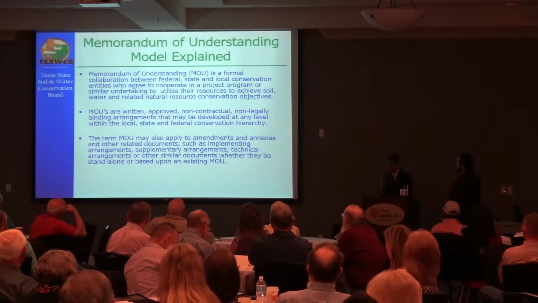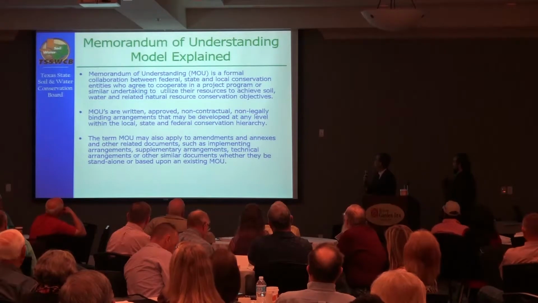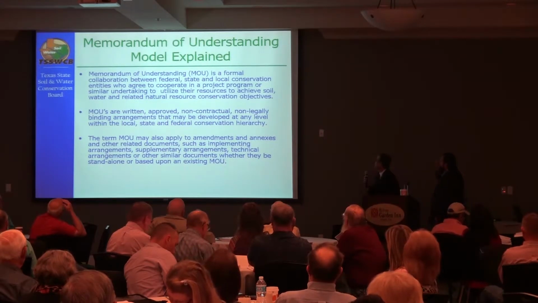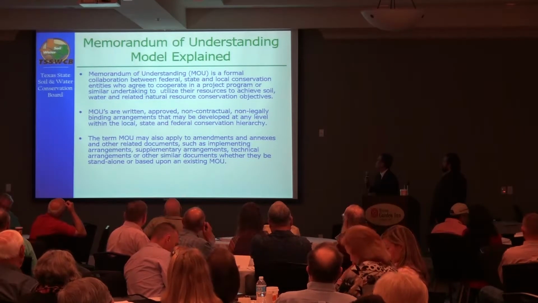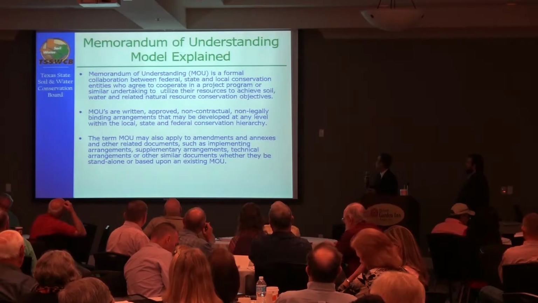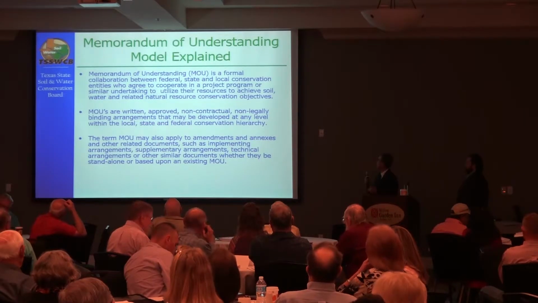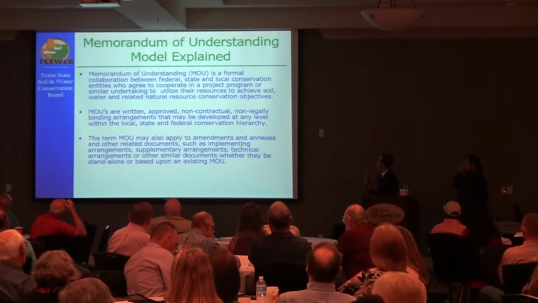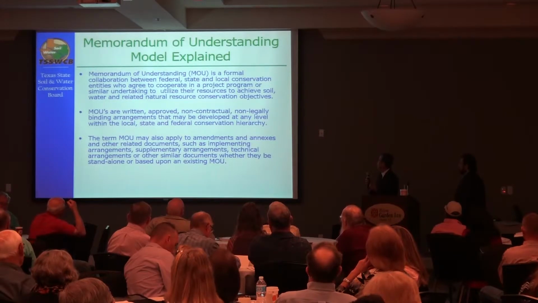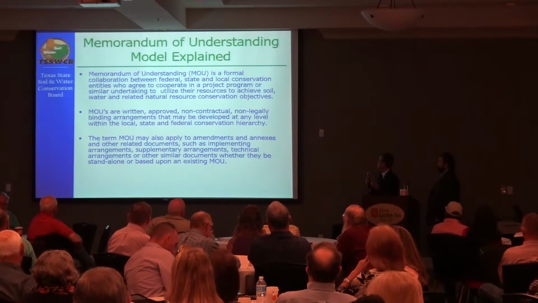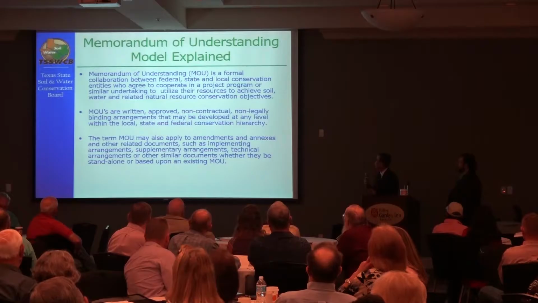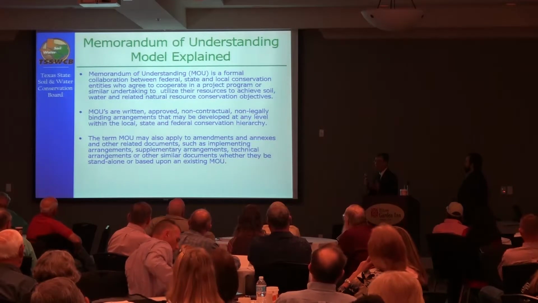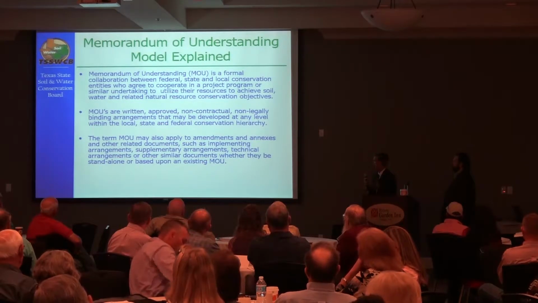Okay, I'll go into a little bit more detail. An MOU is a formal collaboration between all of the entities who are going to cooperate in a project, program, or undertaking to work together to achieve soil, water, or related natural resource conservation objectives. So they are written and approved, but they're not contractual, they're not legally binding. They're almost like a handshake deal saying this is what we're agreeing to work on.